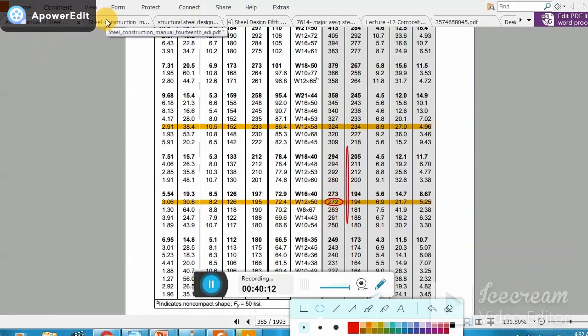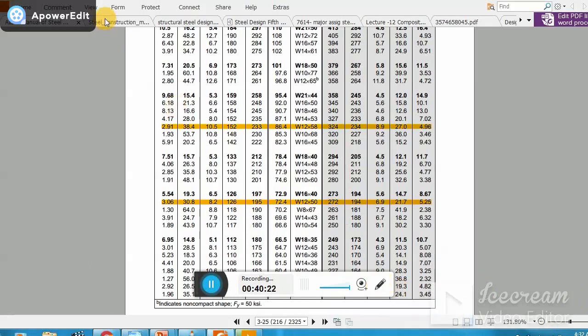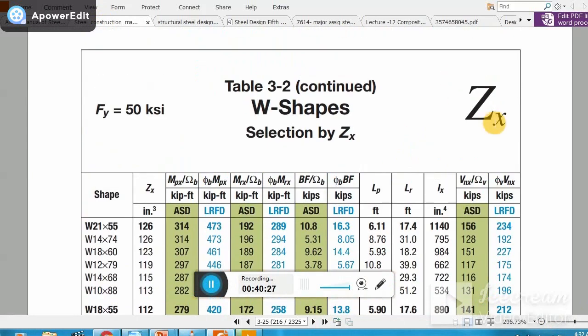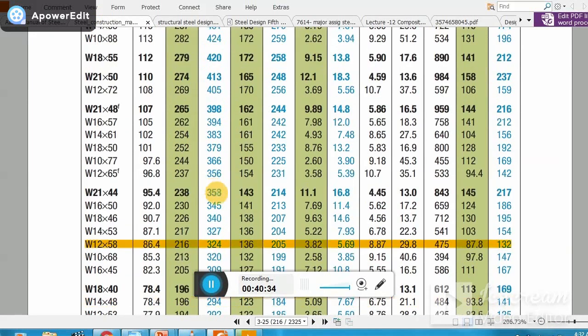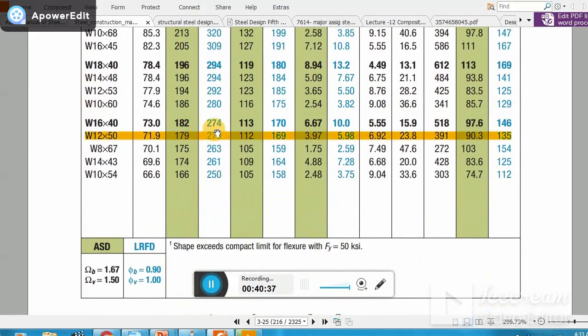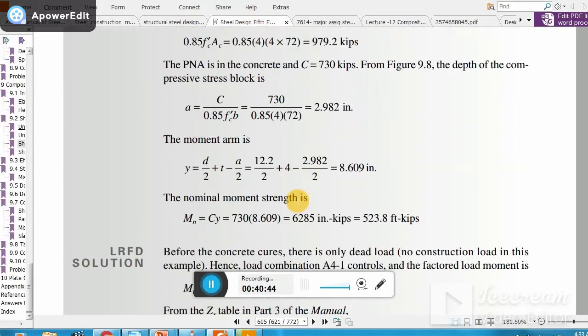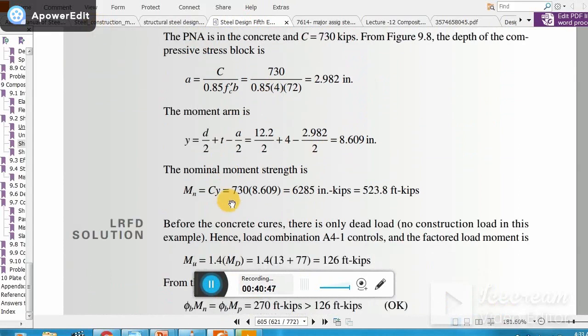And if you have the AISC manual, that is basically the 14th edition, then you need to search the ZX table with Fy equal to 50 ksi, and this is your required strength. So you need to scroll down, and this is your 270. So 272 or 270 is your desired strength. So they use, I think, 270. Clear? Because they use that AISC manual.